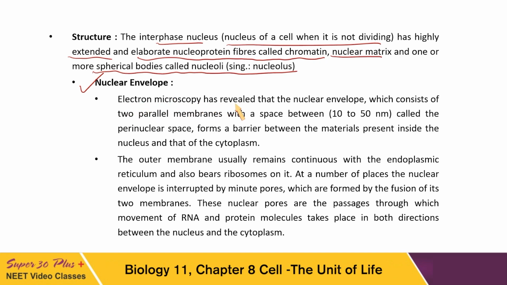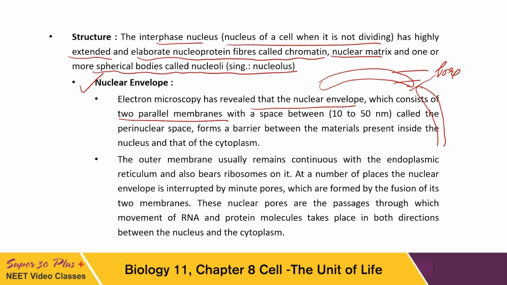The electron microscope has revealed that the nuclear envelope consists of two parallel membranes, like this, and this will separate the nucleus from the cytoplasm. This is the outer membrane, this is the inner membrane, and this is the pore known as the nuclear pore. The space between is 10 to 50 nanometers. This very space is called the perinuclear space. It forms a barrier between materials present inside the nucleus and those of the cytoplasm.